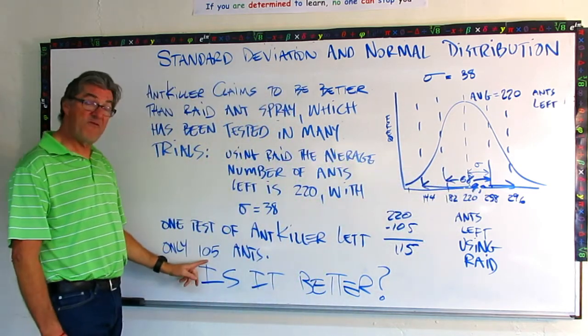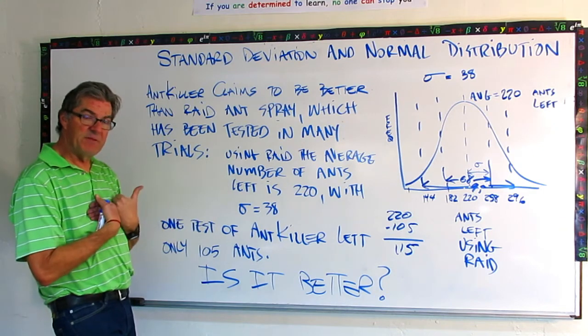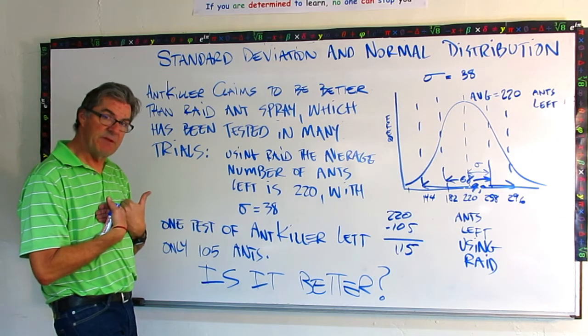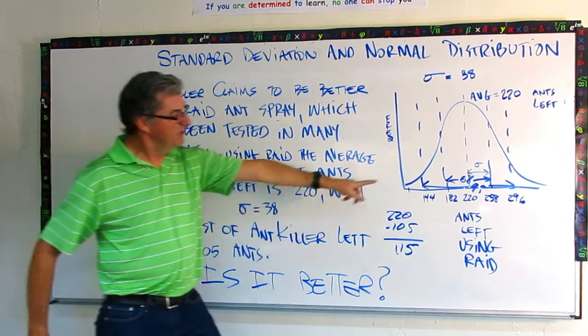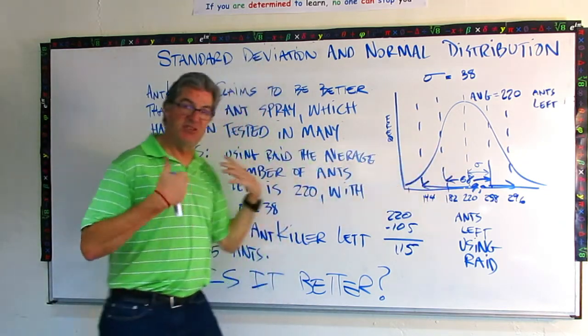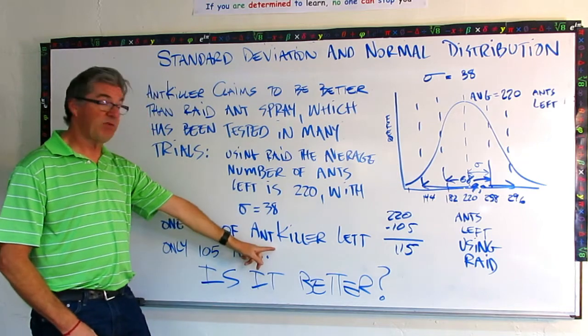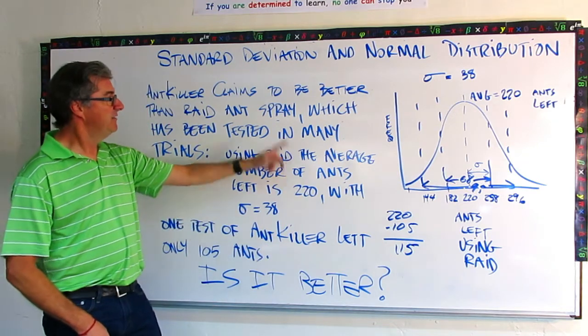But 105 is far enough away from the mean. It's over 3 standard deviations from the mean. So that means it's really hard to explain this product using this graph. It suggests strongly that this product really is different than this one.